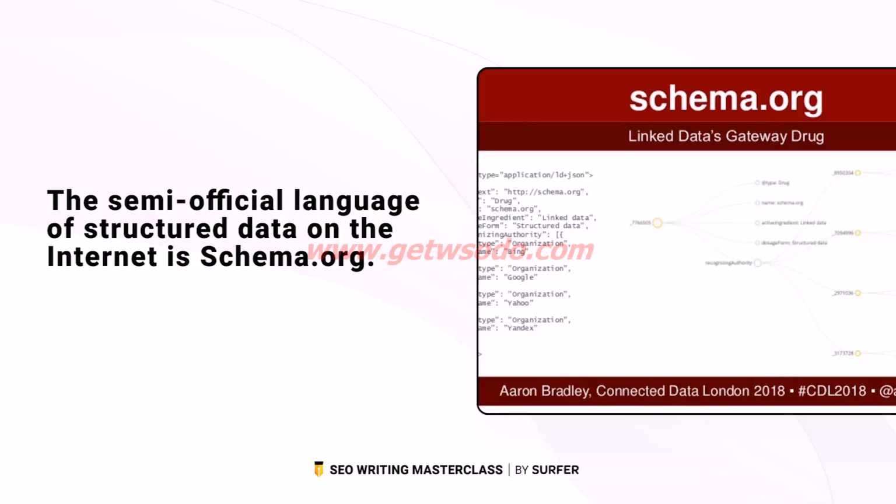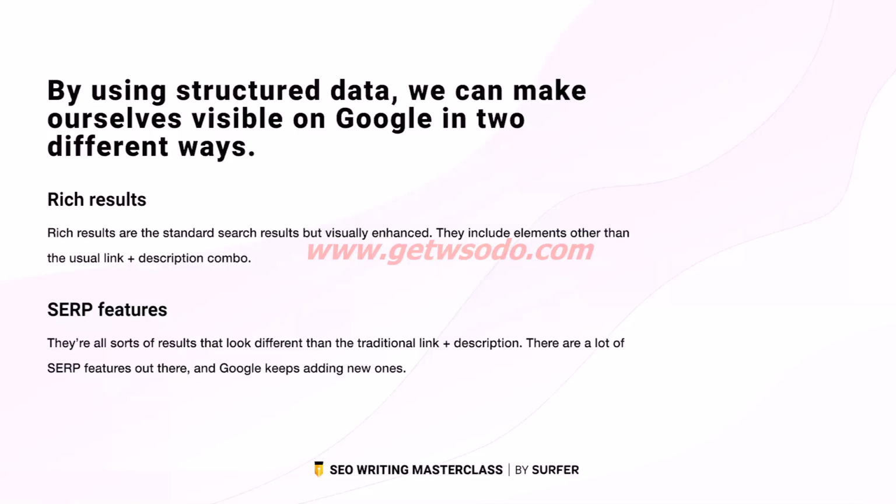Okay, so now we've discussed what structured data is and how it can help the website get classified better. By using structured data, we can make ourselves visible on Google in 2 different ways. They are called rich results and SERP features. Rich results are the standard search results but visually enhanced. They include elements other than the usual link plus description combo. Rich results claim more real estate in SERPs and make the links more visually appealing. What does it mean exactly?